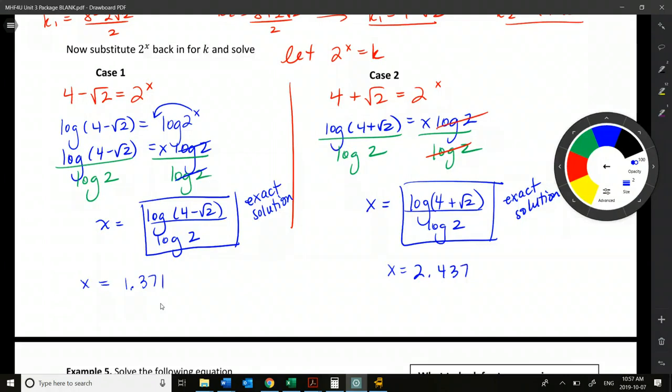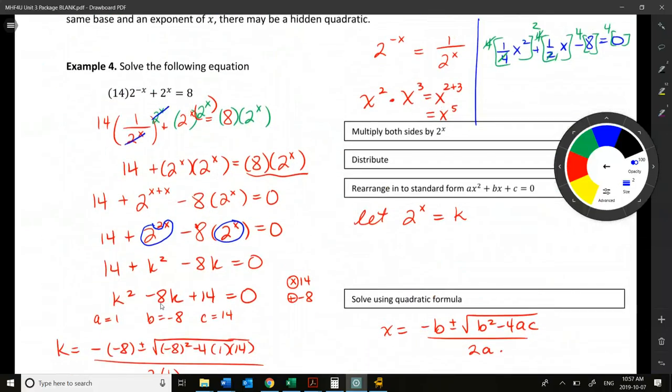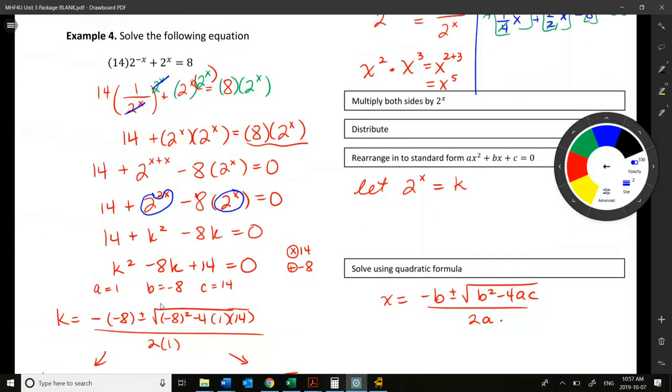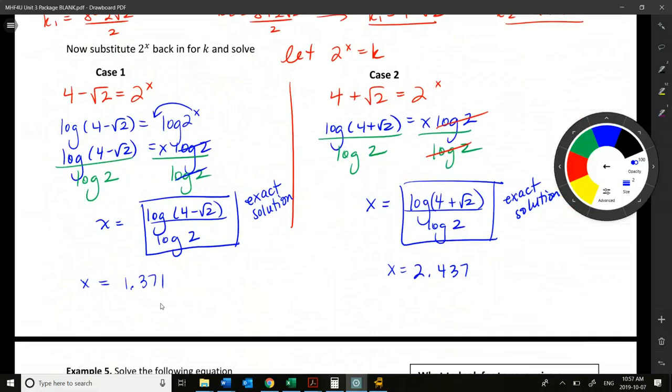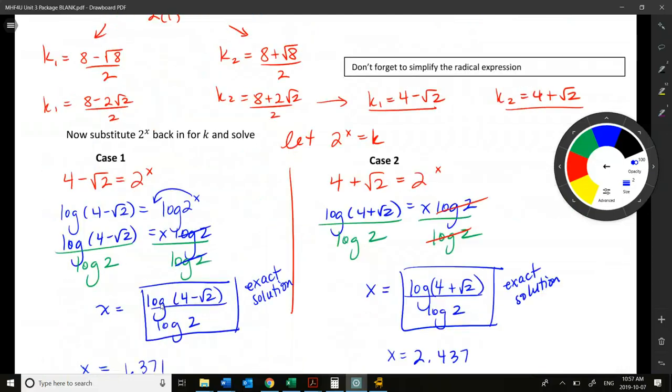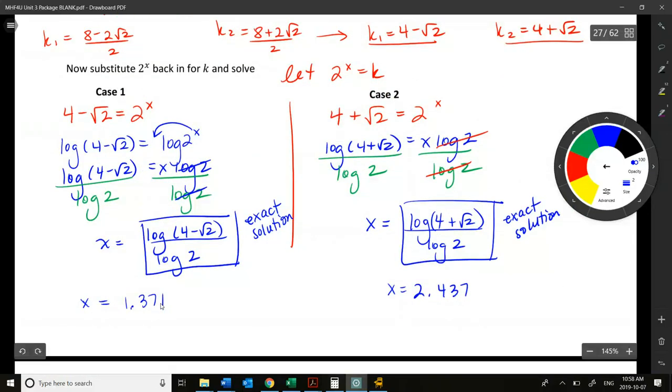Okay, these are the answers that you can actually check back into your equation and make sure you get left side equals right side. So if I do 14 times 2 to the exponent negative 1.371 plus 2 to the exponent 1.371, I should get about 8. Same thing over here. So this would be the approximate solution.